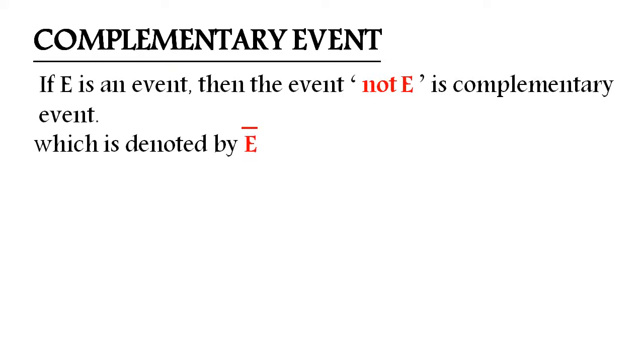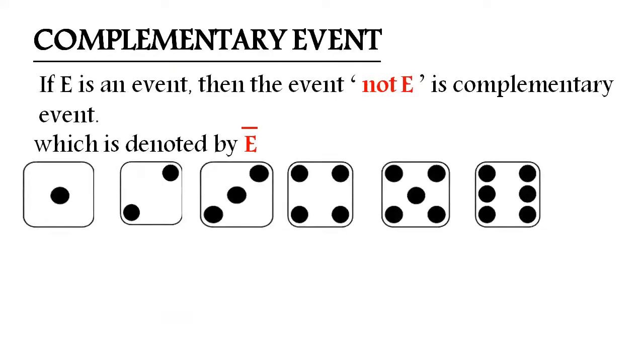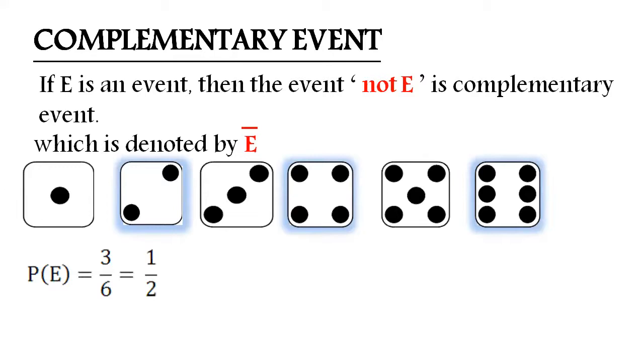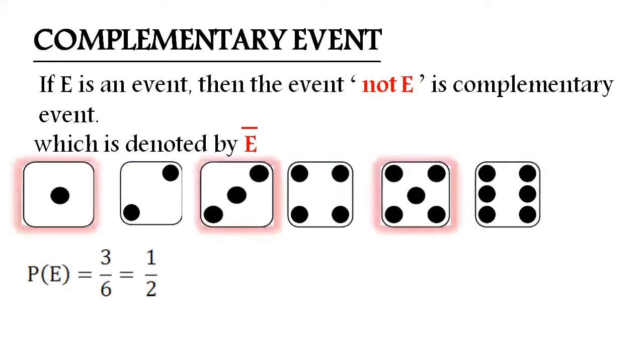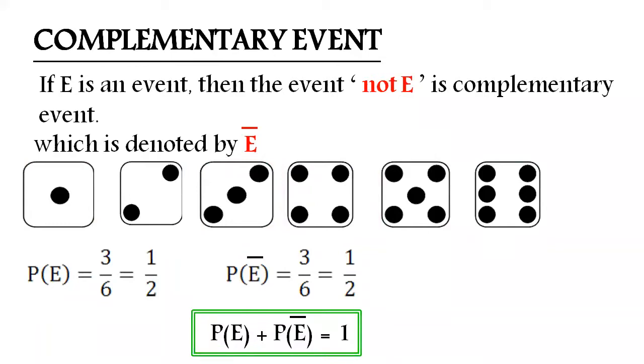When we throw a die, we get 6 outcomes as shown on the screen. Let E be the event of getting an even number. So its probability comes as 3 by 6, which is equal to 1 by 2. Then E bar will be the event of getting an odd number and its probability is also 3 by 6, which is equal to 1 by 2. Hence, we can say probability of an event plus probability of not an event is always equal to 1.